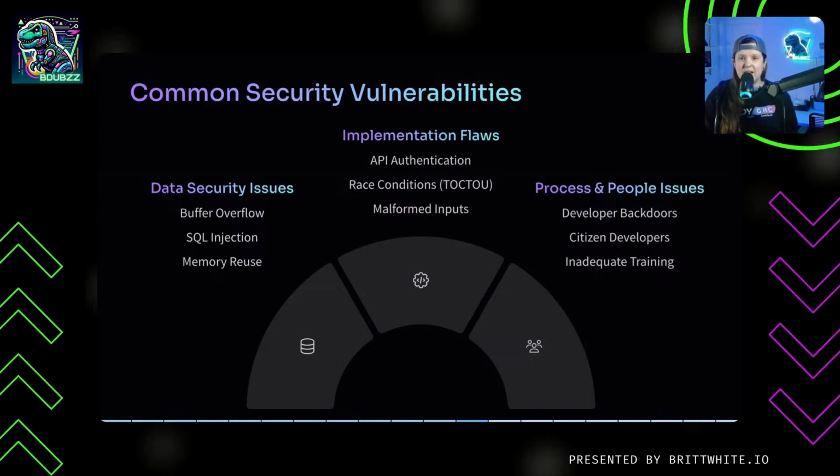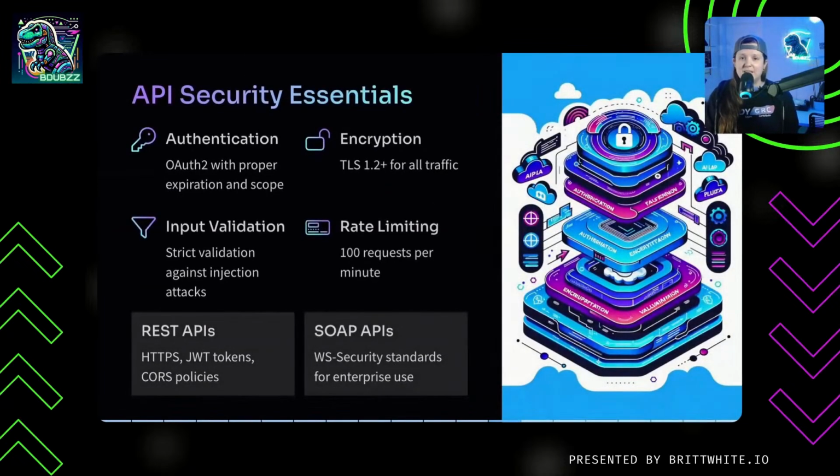So let's focus in on API security for a minute. This is important because APIs are basically the bridges between our applications. Here are the essential security measures you need. First up is authentication. We want token-based auth, specifically OAuth 2. Why? Well, because it provides proper expiration and scope validation, like a VIP pass that expires and only works for specific areas.